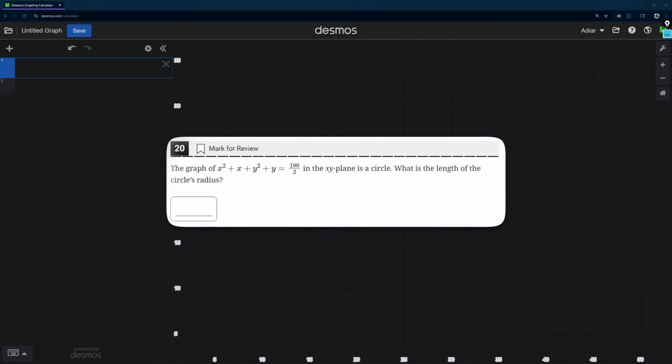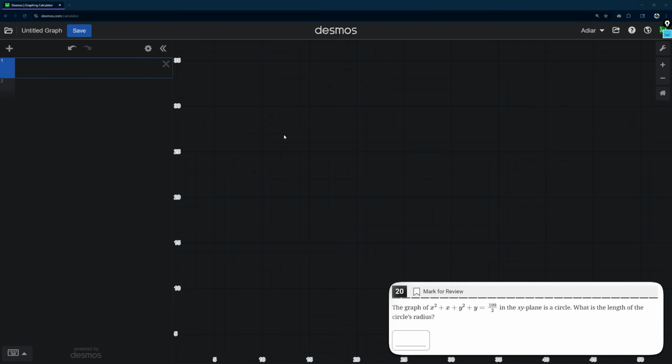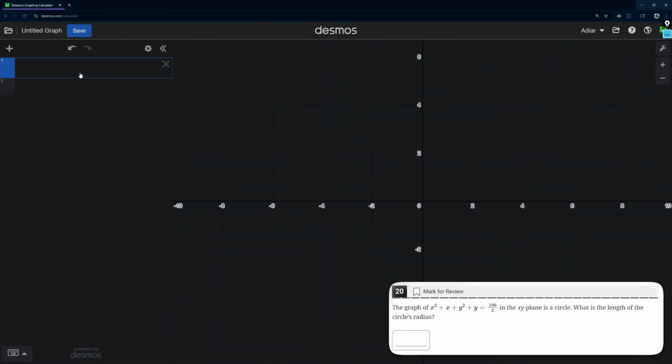This question says the graph of x squared plus x plus y squared plus y equals 199 over 2 in the xy plane is a circle. What is the length of the circle's radius? This one would be so annoying by hand. I'm so sorry for the people who did not have Desmos. But for us, we just sort of type it into Desmos.